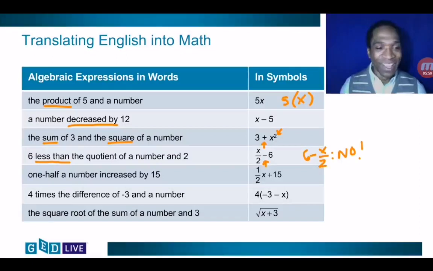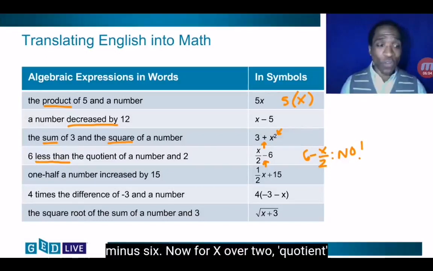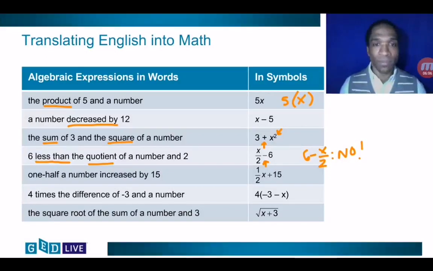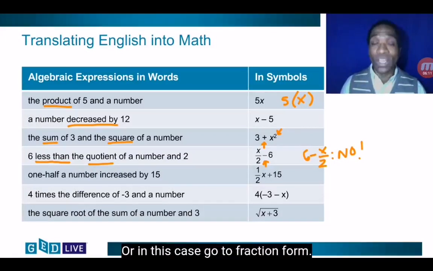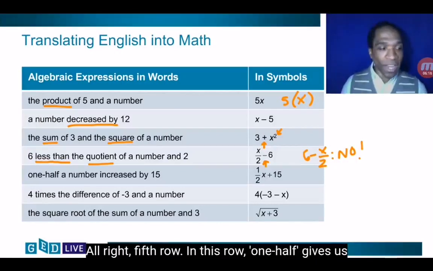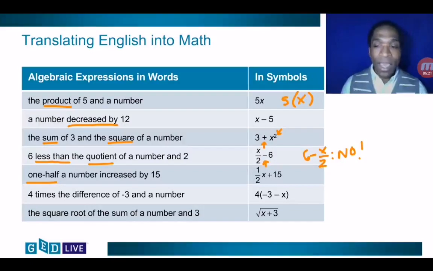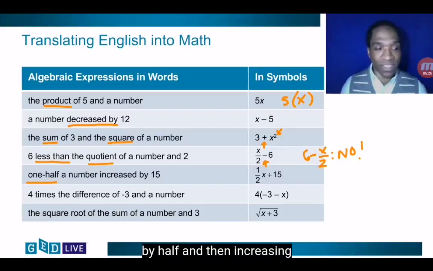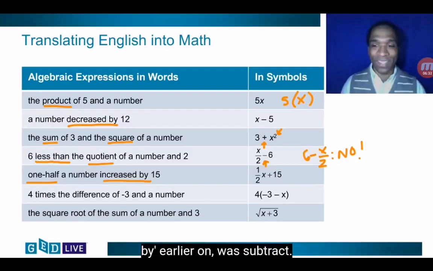Okay? The only thing that's right is x over 2 minus 6. Now, for x over 2, quotient is what's mentioned. Quotient means divide, or in this case, go to fraction form. All right, fifth row. In this row, 1/2 gives us that fraction, and it means multiply. But we're multiplying that number by half, and then increasing by 15. Increase by is add, decrease by earlier on was subtract.